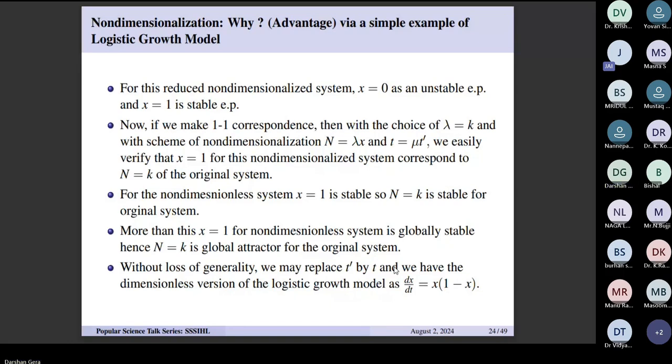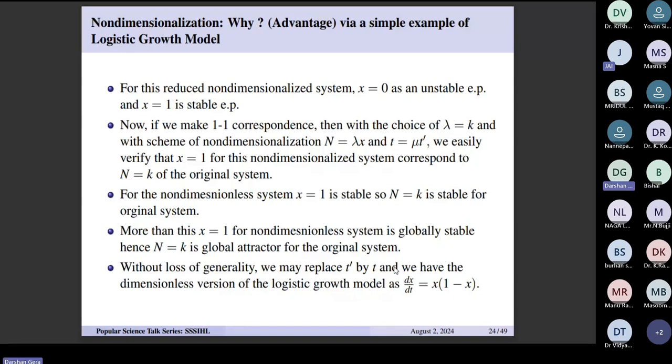But you have defined that n equal to lambda x. So whenever x equal to 1, I replace x by 1. So n equal to lambda, but lambda is defined as lambda equal to k. So n equal to k will be the equilibrium point of your original logistic equation. Because x equal to 1 of the non-dimensionalized system is stable, n equal to k of the original system will be stable. So this is how you are getting advantage of this non-dimensionalization by the one-to-one correspondence of the stability of the equilibrium points and calculating the equilibrium point.